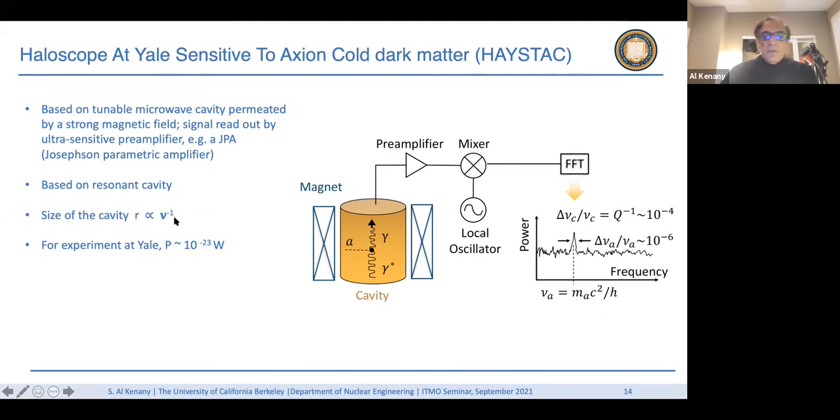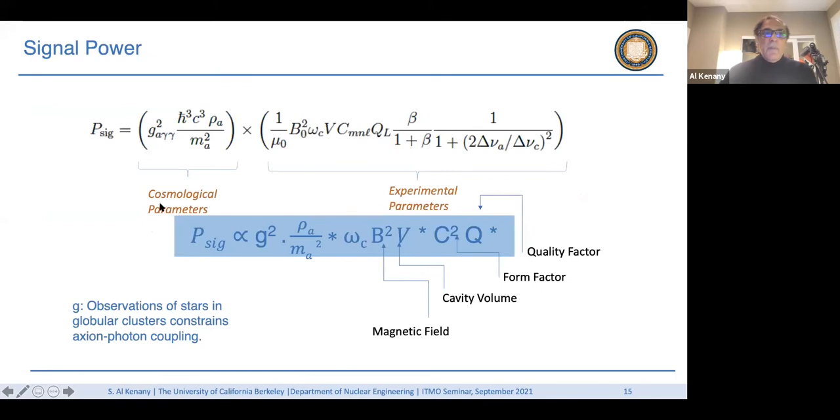Now, please note that the radius here is proportional to the inverse of the frequency. For the experiments at Yale, we are looking for a signal power of 10 to the minus 23 watts. Let's look into this carefully.